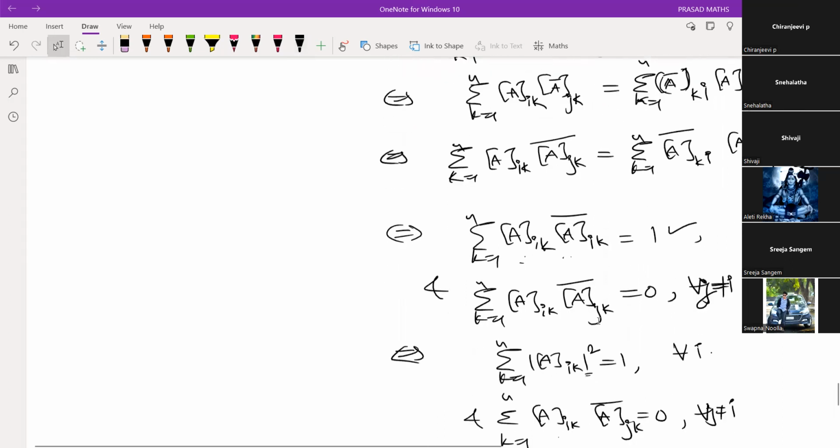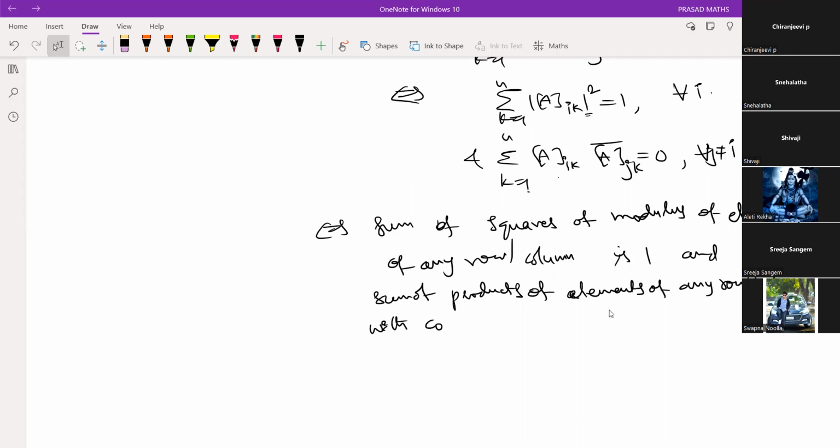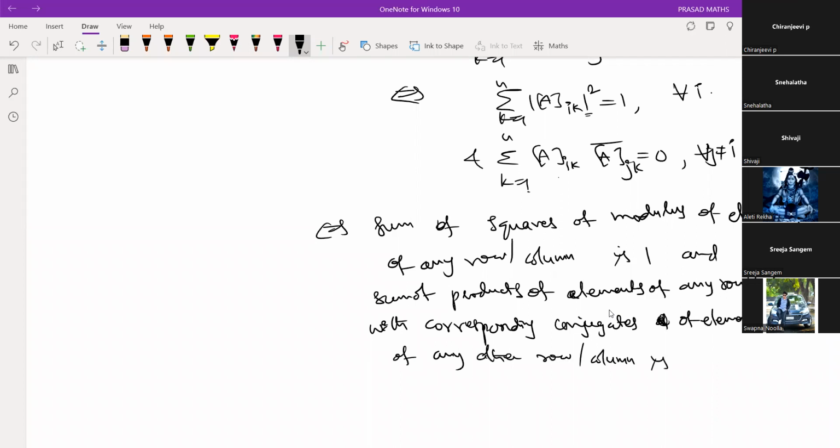The sum of the products of elements of any row or column with the corresponding conjugates of elements of any other row, because j is not equal to i, or any other column, is 0. That's it.